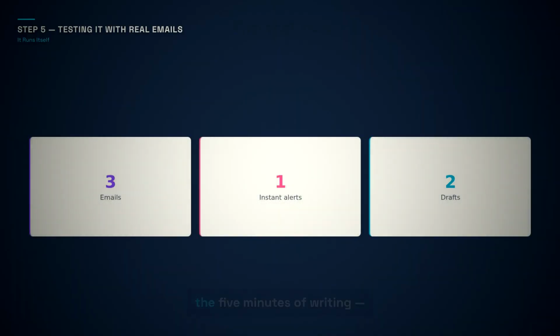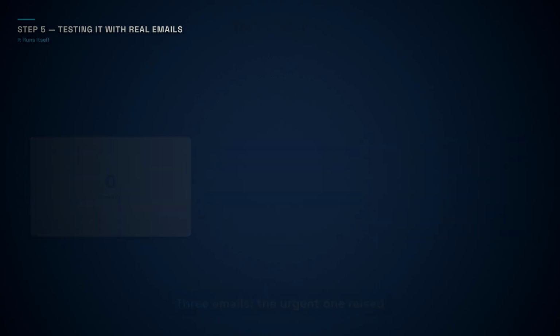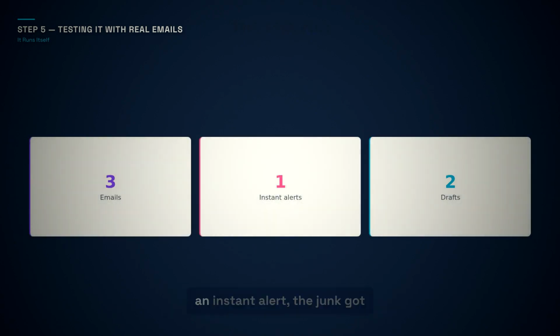The AI did the 5 minutes of writing. Checking it cost me 10 seconds. 3 emails. The urgent one raised an instant alert. The junk got silenced, the billing question got a draft, and we caught that draft guessing, which is the safety net doing exactly its job. Now for the real test, I'm leaving it running overnight on real mail.